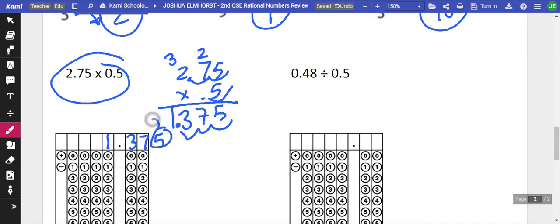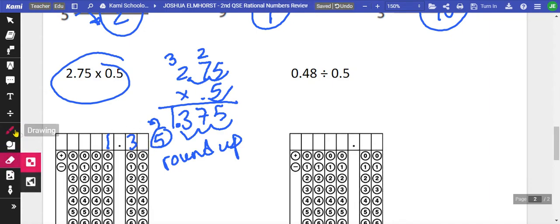So it's going to be 1.375, but it doesn't quite fit. So we're going to take this. 5 tells you to round up. So I'm going to go to the next digit up, and then take that off. So 1.375, you're going to round that to 1.38.